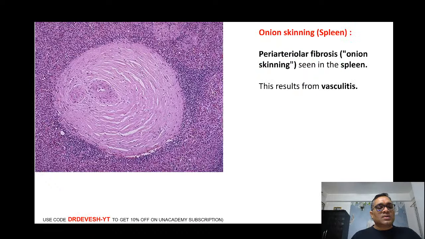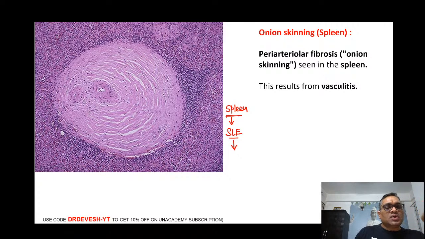So coming to the image-based picture which the examiner can ask you. If you look at this picture, can you tell me? This will not be asked like this: look at this picture and tell me the answer. The examiner will be asking the question like this: this is a specimen of the spleen, or histopathology of the spleen, from a patient who was suffering from SLE. What is your diagnosis? That is how the question will be asked.